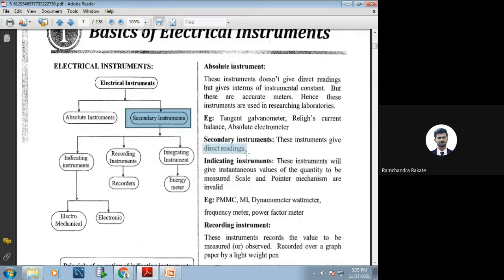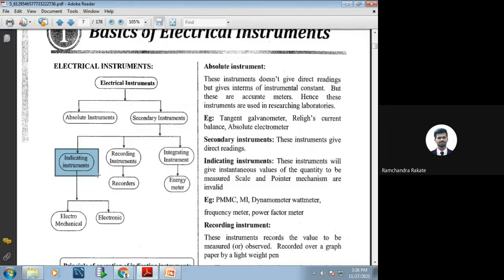So what is the basic difference? These show the reading directly. Here it shows in terms of a certain instrumental constant. You might have come across the K constant, the galvanometer G constant, the tangent constant. So they represent in terms of certain constants which have certain values. That is the absolute instrument. The secondary instrument shows the direct reading at that particular instant, and then it is called an indicating instrument. If it is recording something, it is called a recording instrument. We will go into detail of all these instruments one by one, correct? Yes. So let us start with the first one.